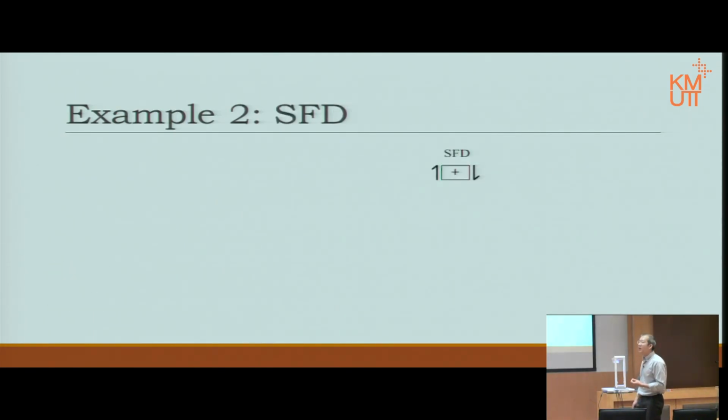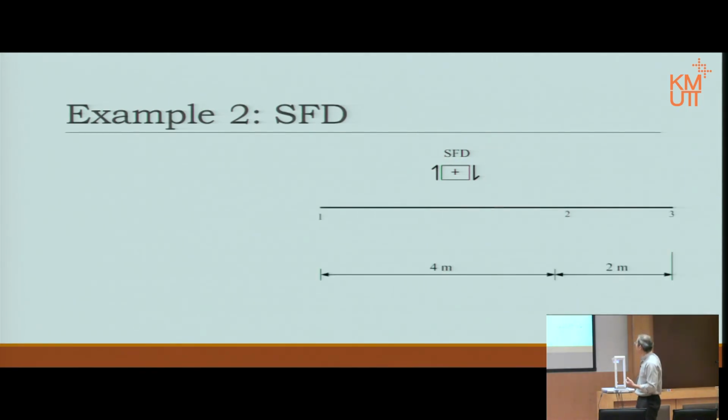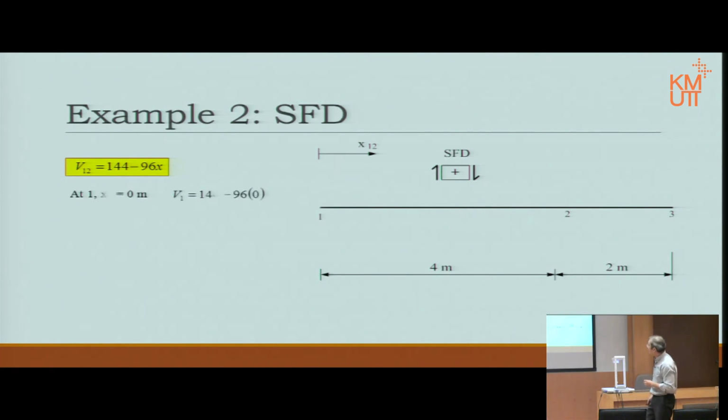Let's start with the shear force diagram. Easy one first. Okay, the same way I am thinking. The axis comes first, and then of course the length from 1 to 2 and 2 to 3. Now from 1 to 2, that is the equation. The beginning from 1 to 2 is point 1, because that is where x starts. At point 1, x equals 0.